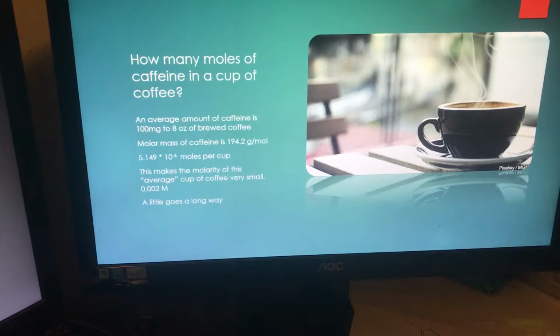So to find the moles in an average cup of coffee, I took the average cup of coffee as 8 ounces or 240 milliliters. And a cup of coffee generally has anywhere from 65 milligrams of caffeine to 200 milligrams of caffeine. So 100 is a good number to work with and close to the middle of that. And so we end up with the concentration of caffeine per this 8-ounce cup of coffee being very small at 0.002 molar.